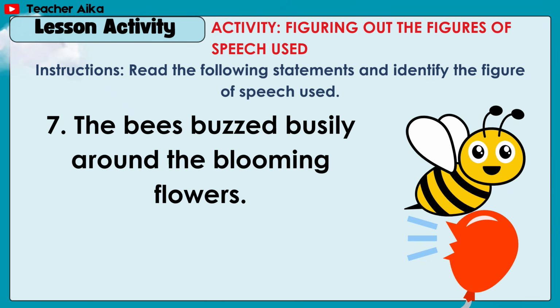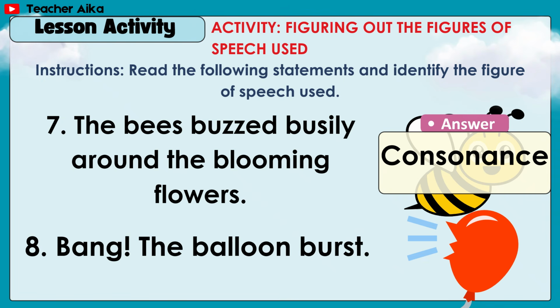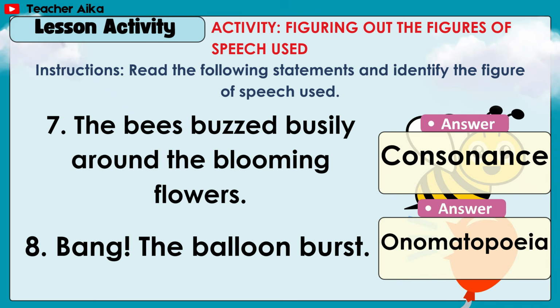Number 7, the bees buzzed busily around the blooming flowers. Answer: consonance. Number 8, bang! The balloon burst. Answer: onomatopoeia.